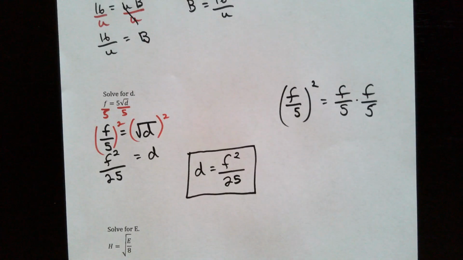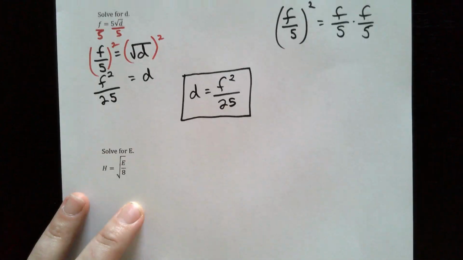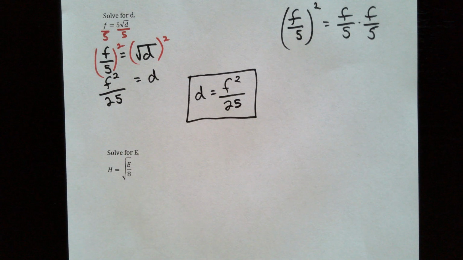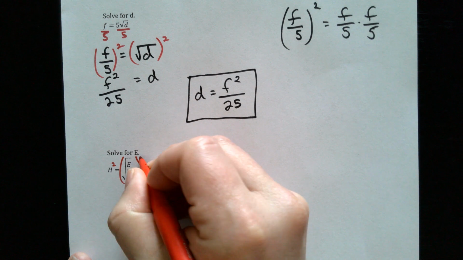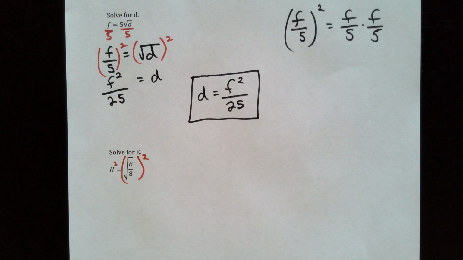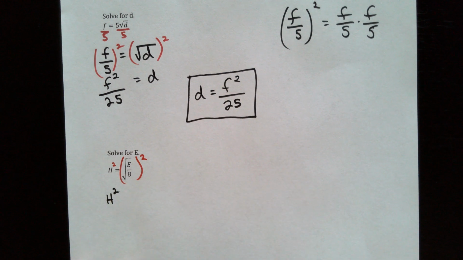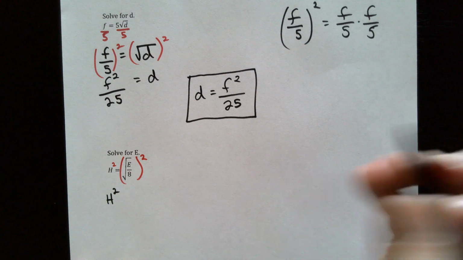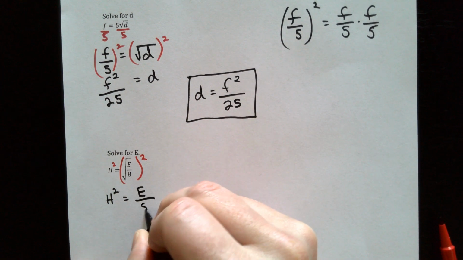Okay, forgot to do this one. Now for the last one, solve for e. E is right here, inside the square root, so we have to square both sides. So square that and square that. You square the h, it's just h squared. Remember that the square root and the square cancel each other, so whatever's inside is what you write now. So it equals e divided by 8.